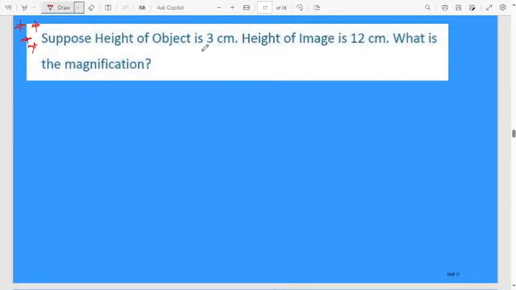Suppose the height of the object is 3 centimeter. Here the height of the object given is 3 centimeter. Height of the image is 12 centimeter. What is the magnification? First you have to consider the mirror formula. You know the mirror formula: 1/v plus 1/u equals 1/f. Then magnification is minus v divided by u, that is an extra formula I am writing.